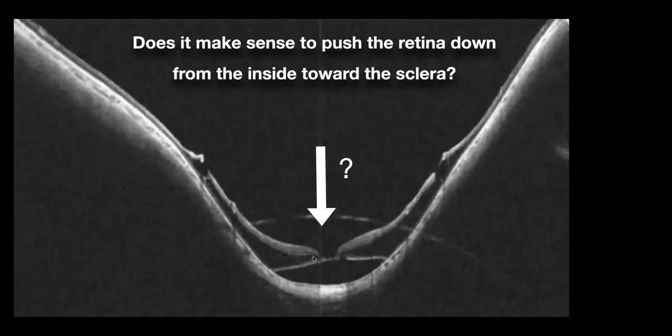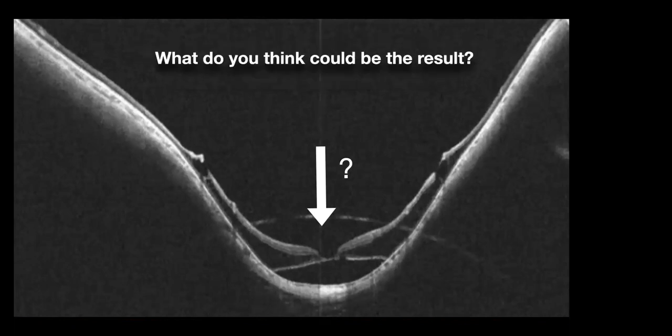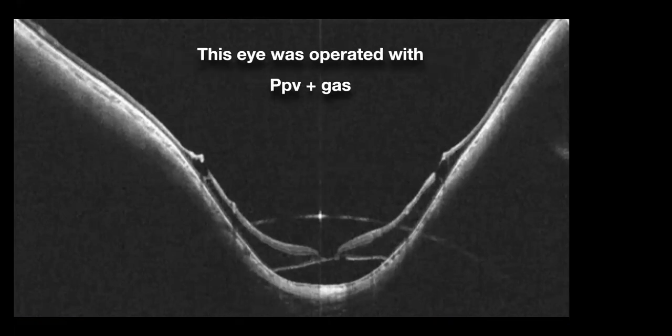But anyhow, try and imagine intuitively what might happen to this retina if you push it against the sclera from the inside. What might happen? What could be the result? So this patient, not by me, was operated with a vitrectomy, and this is the classic approach everywhere in the world at the moment for a case like this.